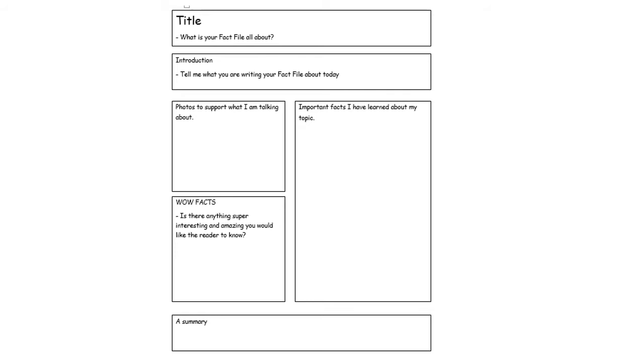So in your assignment today, you will have this template. Now it's up to you. You can either create your own template, so your own fact file that has all this stuff on it, or you can go click on it and it'll bring you up onto Word and you can type in all of your things today. So if you've not got a printer, don't worry about it, because you can type all your information into the document and then you can send it on to me.